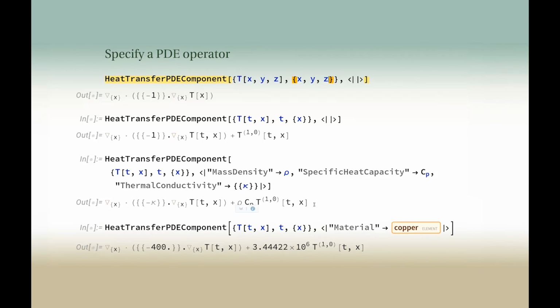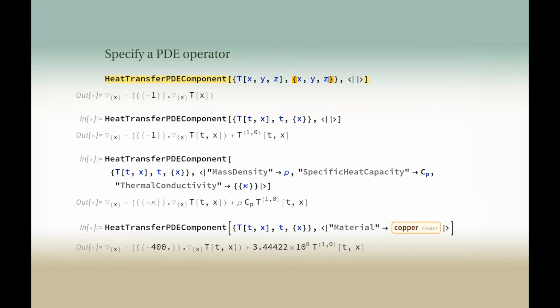You can also say, I have a material, in this case, copper, and this is from our entity collection, and then it just takes the material data from this entity, and it adds the actual values into the component.